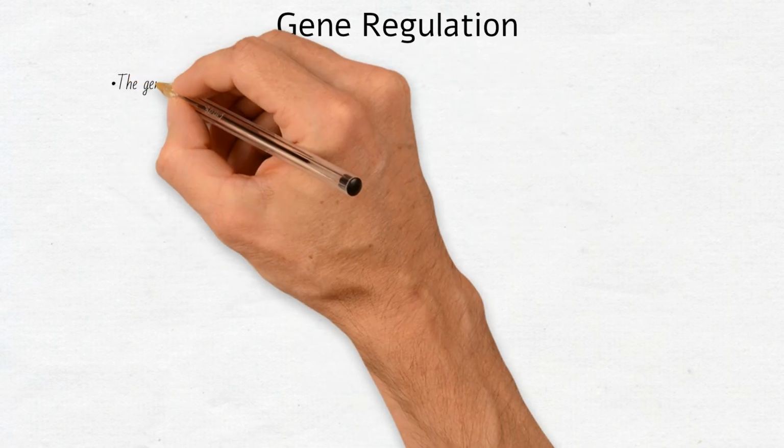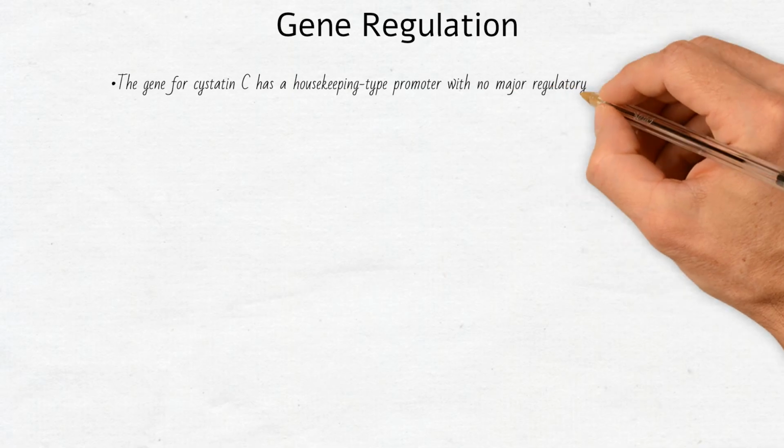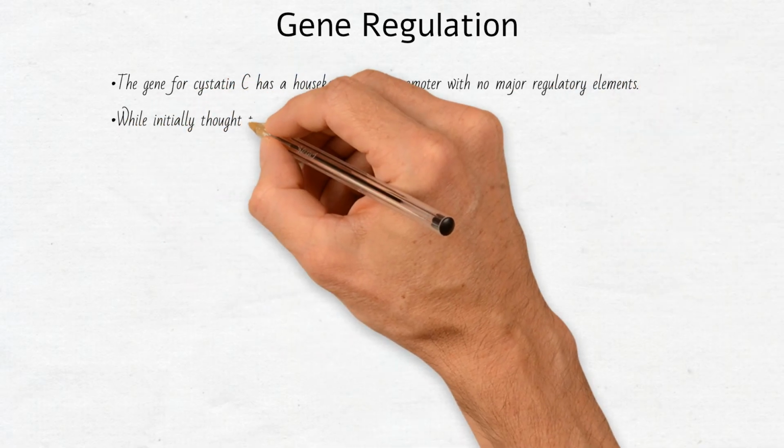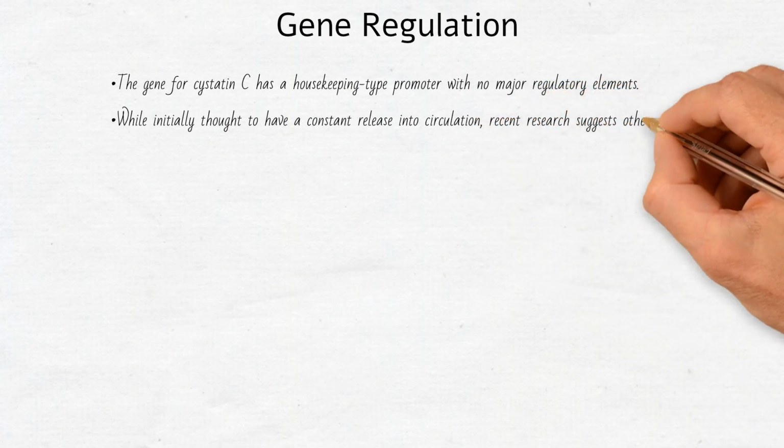Gene regulation. The gene for cystatin C has a housekeeping-type promoter with no major regulatory elements. While initially thought to have a constant release into circulation, recent research suggests otherwise.